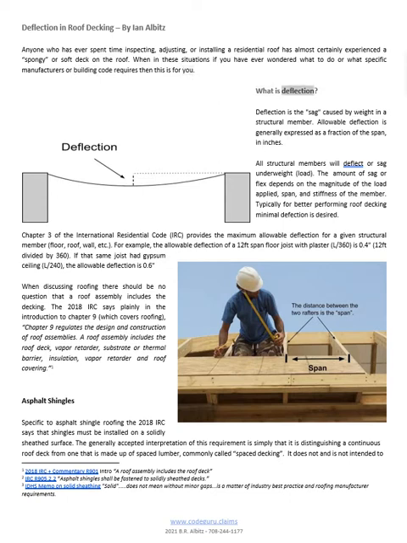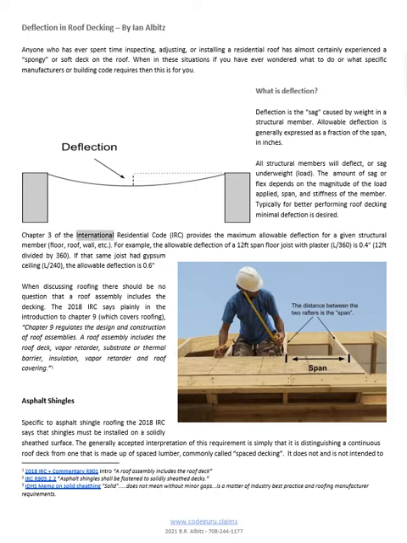What is deflection? Deflection is the sag caused by weight in a structural member. Allowable deflection is generally expressed as a fraction of the span, in inches. All structural members will deflect, or sag, under weight or load. The amount of sag or flex depends on the magnitude of the load applied, span, and stiffness of the member. Typically, for better performing roof decking, minimal deflection is desired.